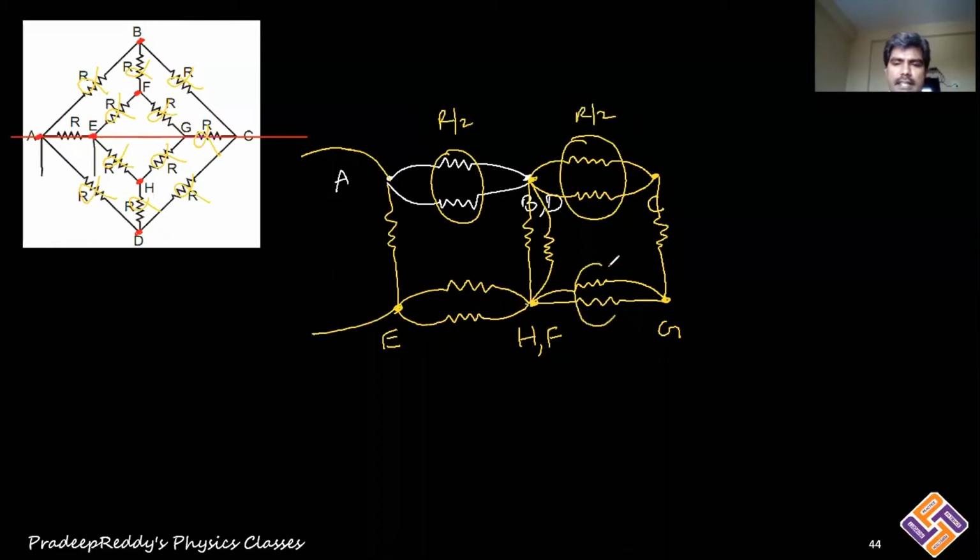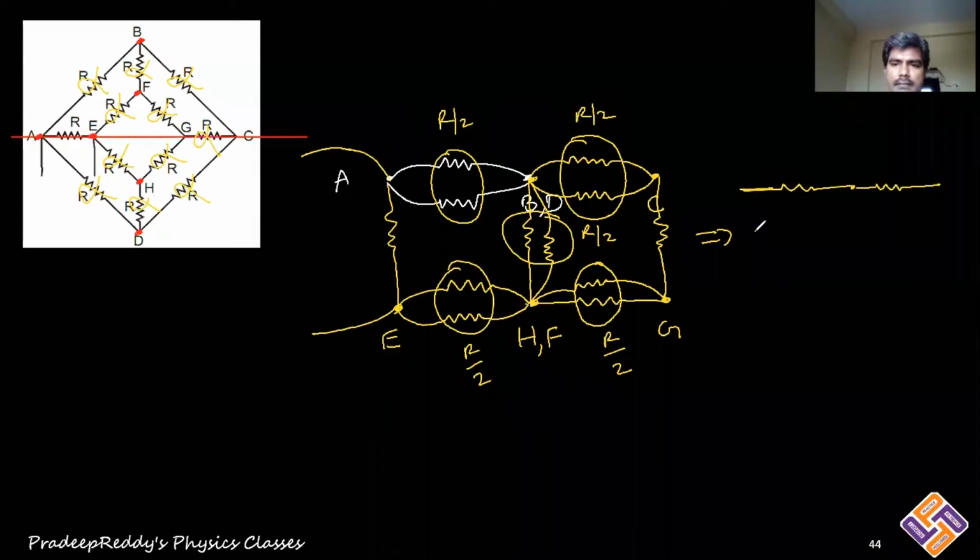These two resistors are connected in parallel. Effective is R by 2. These two are connected in parallel. Effective is R by 2. These two are also connected in parallel. Effective is R by 2. Okay. So you can redraw this circuit. You can redraw the circuit as one resistor here, another resistor here.